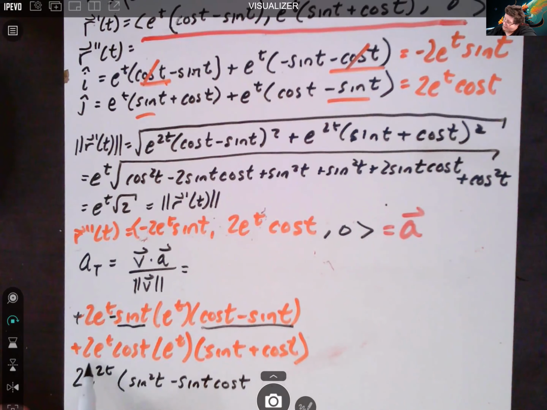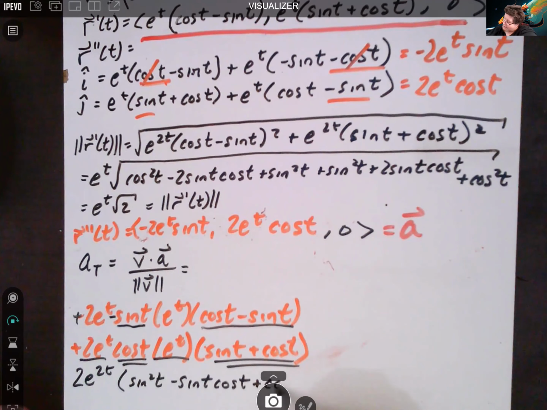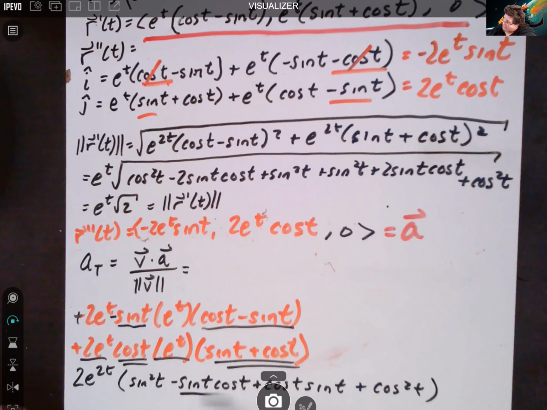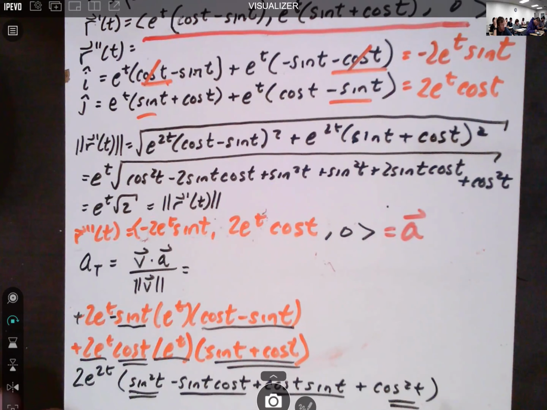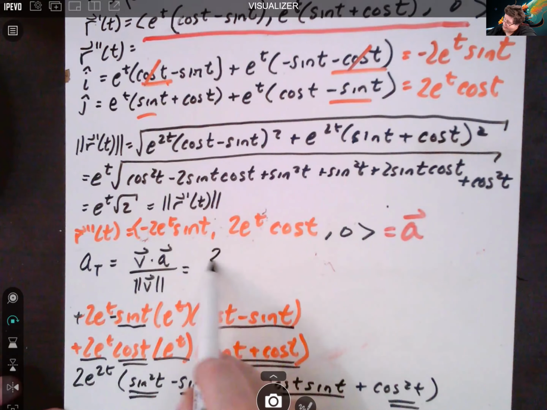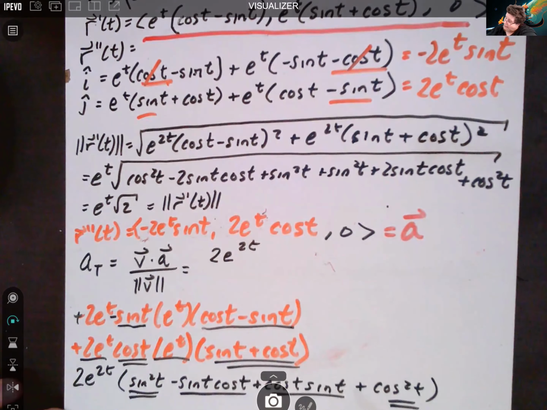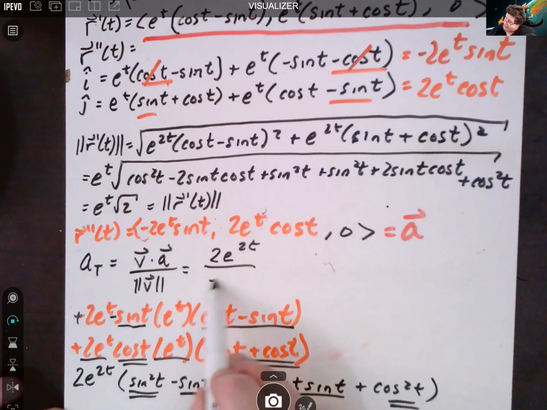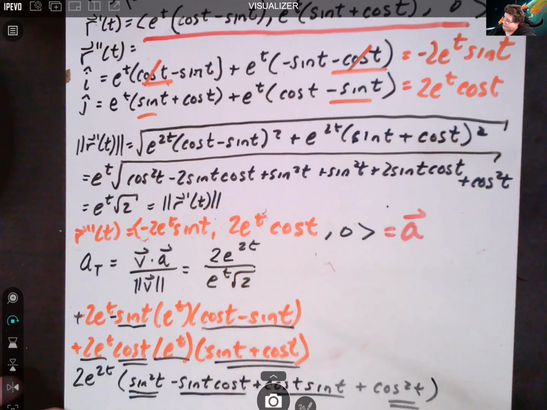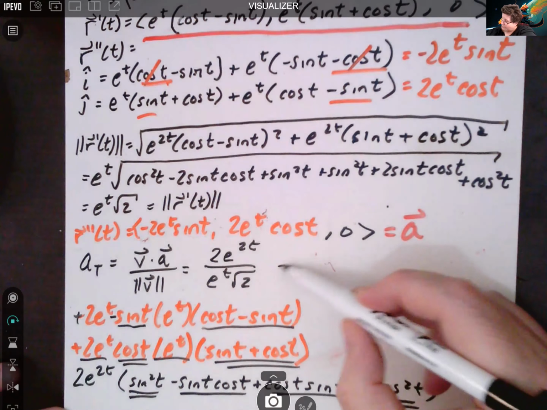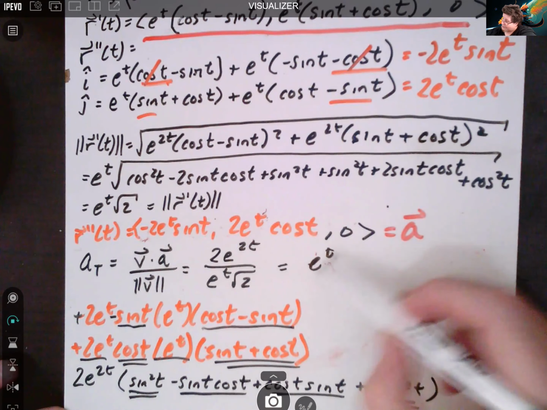And then this has been factored out already. I've got cosine times that. I've got plus cosine t sine t plus cosine squared t. Well, that drops out, and this just equals 1. So v dot a is just 2e to the 2t. And the denominator is e to the t root 2, which just means this simplifies to e to the t over root 2.